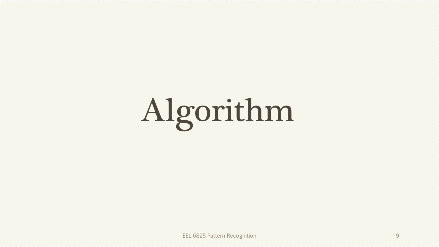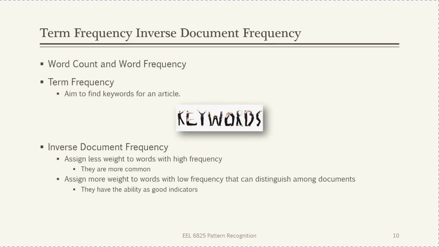So let's move on to the algorithm part, which is very exciting. The first one is term frequency inverse document frequency. In this technique, we first count the words and get the frequency of each word, and we assign the weight of each word, except the stop words.